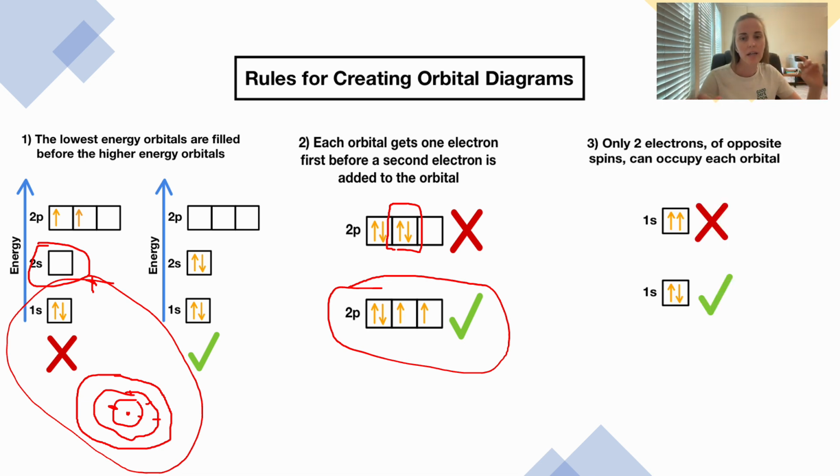Our third one is that only two electrons of opposite spins can occupy each orbital. You can only have two. There can only be two electrons.